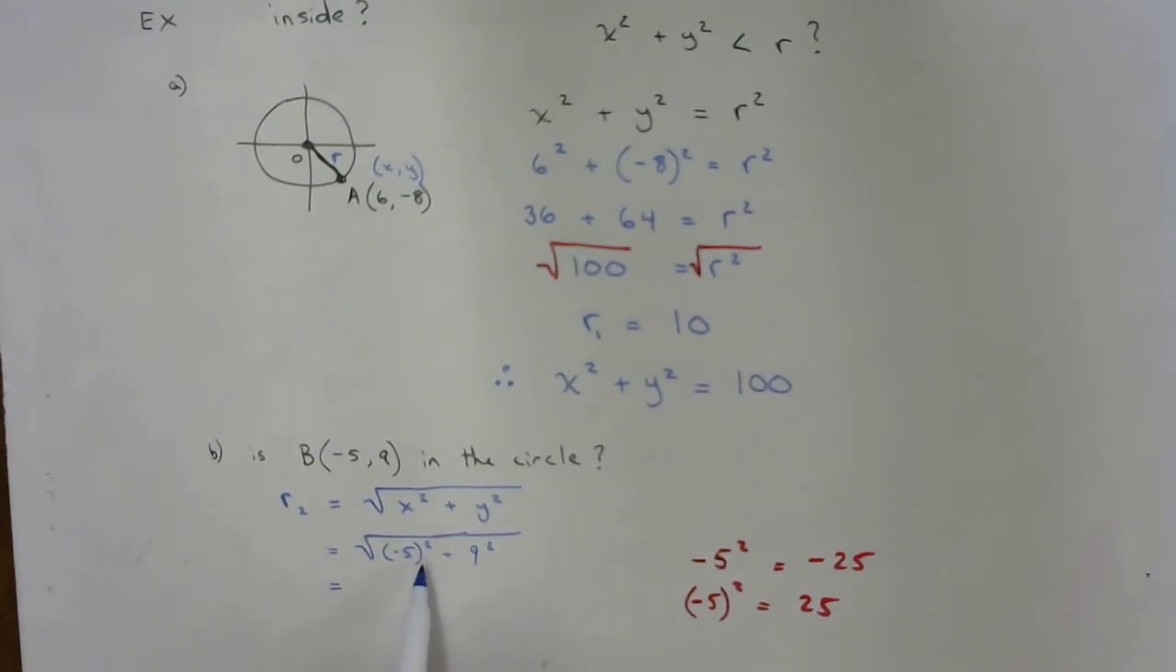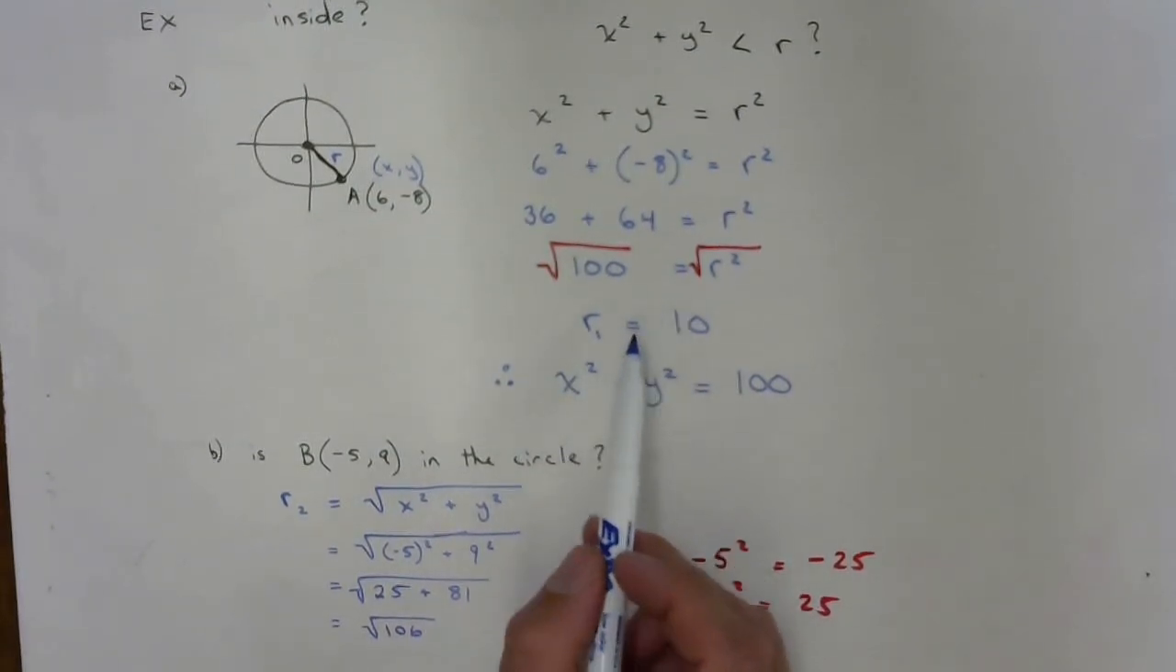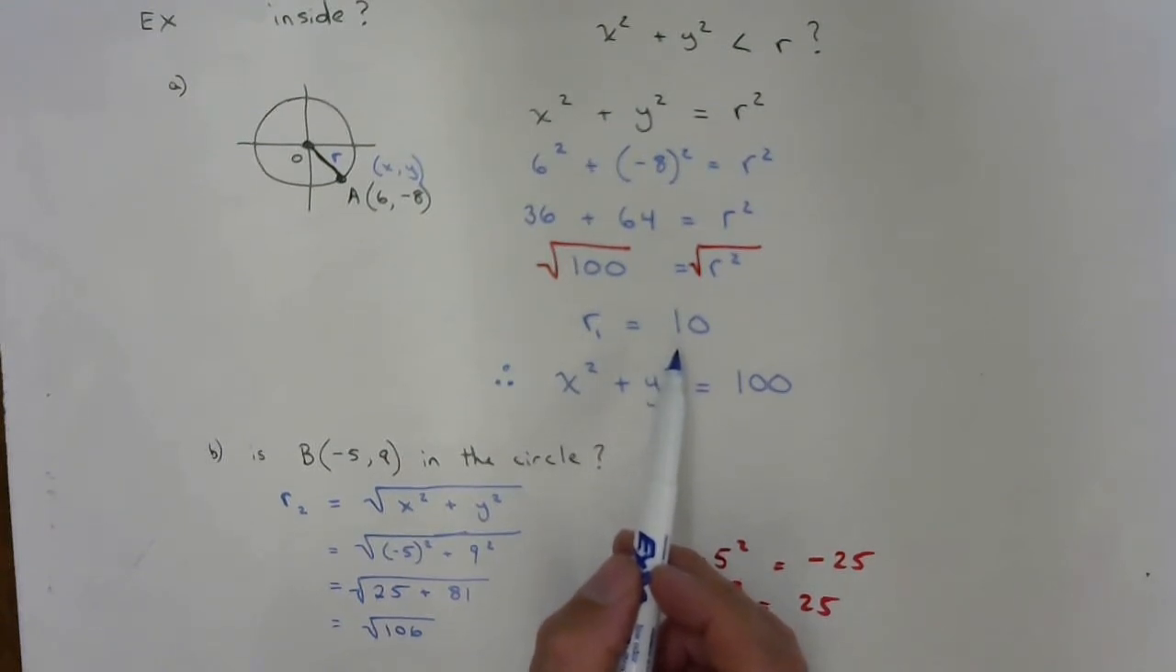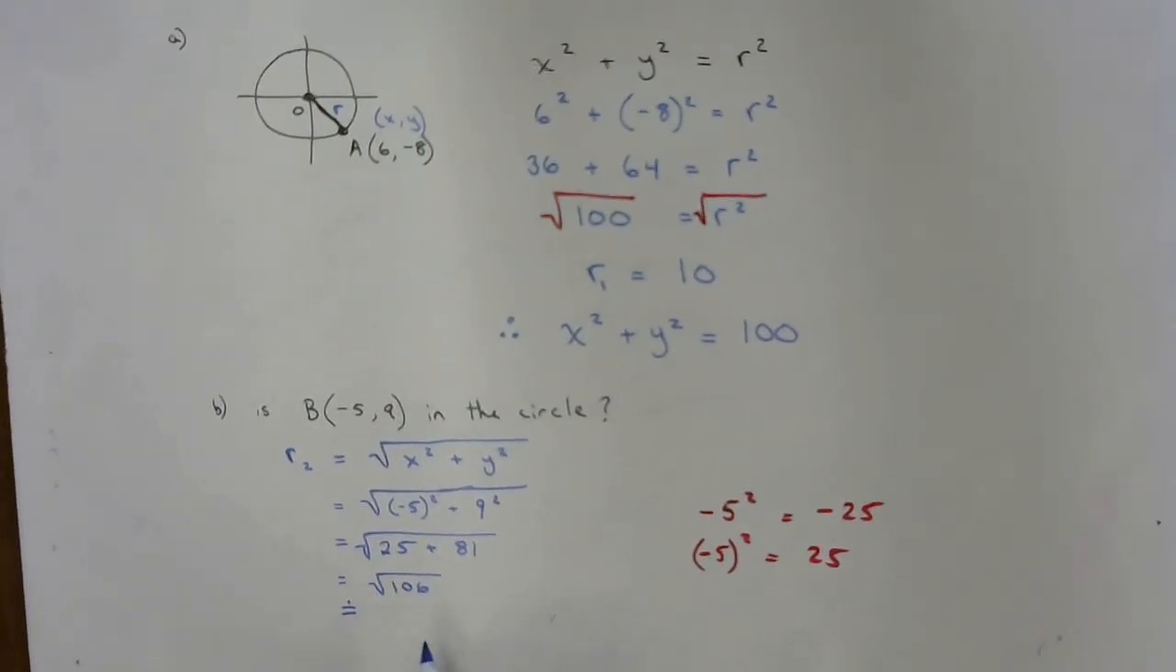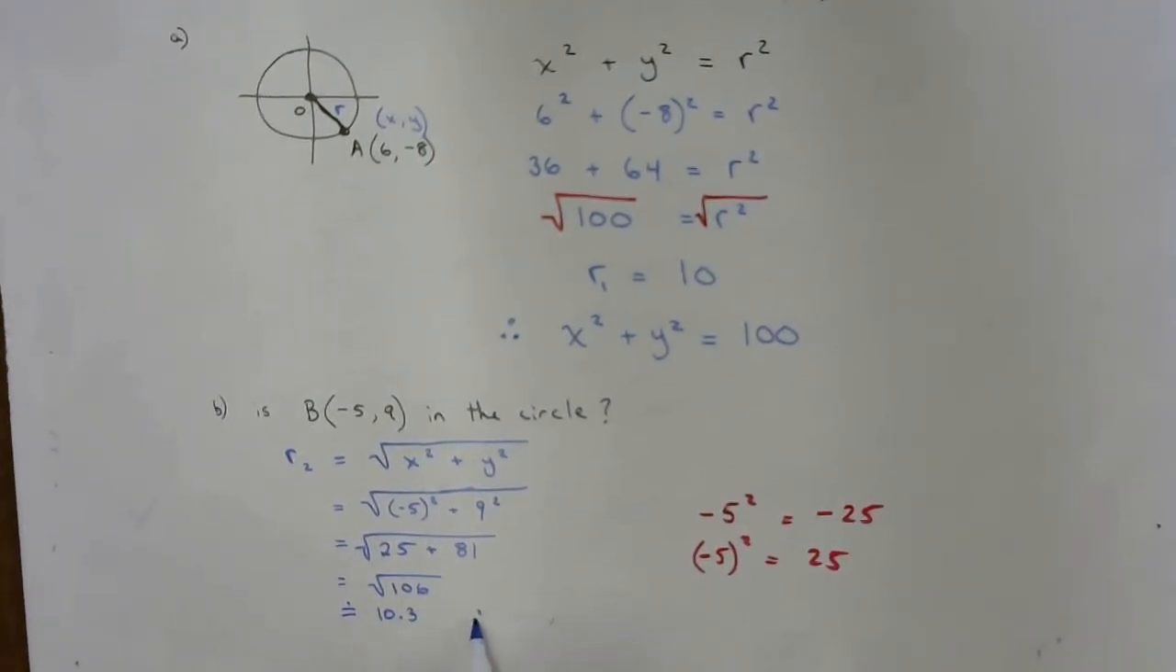I also need to make sure I end up with a positive under the radical. We know that rule already. So we're going to double check that way too. So I have 25 plus 81 underneath this radical. 25 plus 81 gives me what? 106. So my new radius is the square root of 106. My old radius was the square root of 100. So are we inside, on, or outside? Outside. Yeah, this is going to be approximately 10.3.